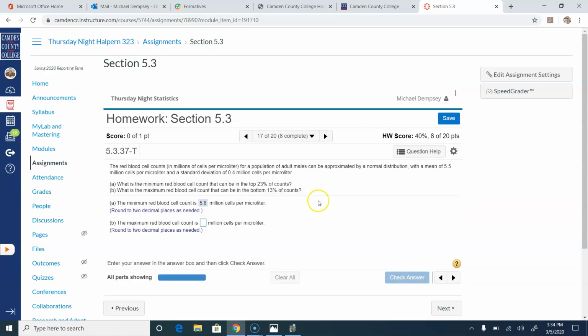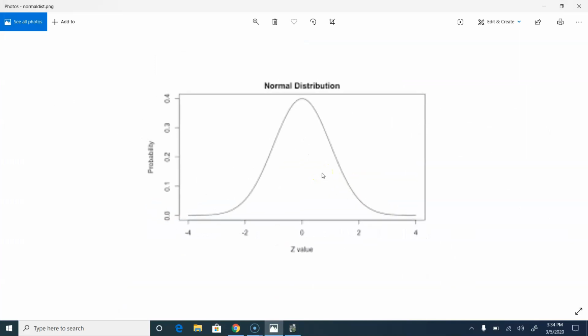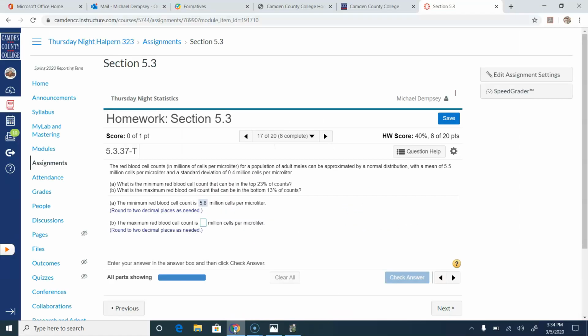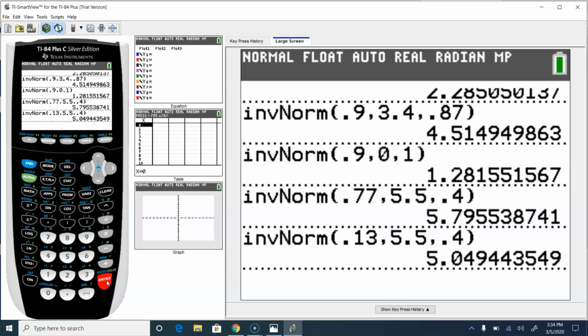Yep. Okay. And then bottom 13%, you're just going to inverse norm 0.13. That one should be pretty easy for you, right? We would just change this. We didn't have to subtract from 1. It's the bottom, right? Top 23%, you always need area to the left, right? Now it's bottom 13%. Okay. So like top 23%, I realize is up here, but this calculator always needs an area to the left. So if there's 23% up here, there's 77% to the left. So this is going to be 13 this time because we went bottom 13%. 5.05.